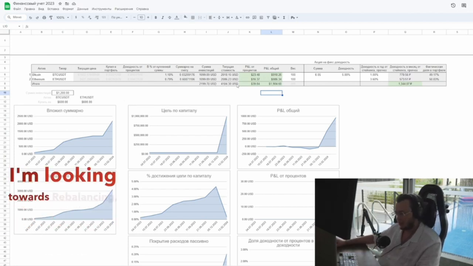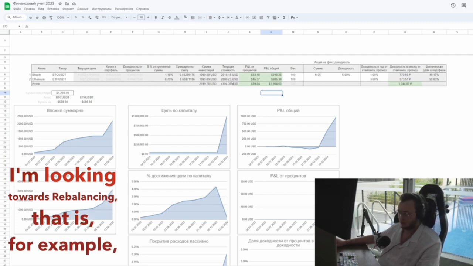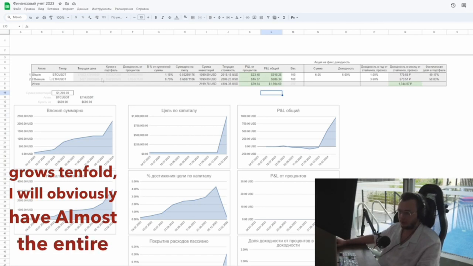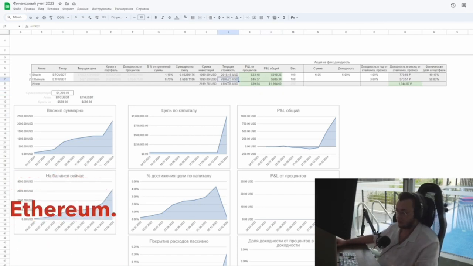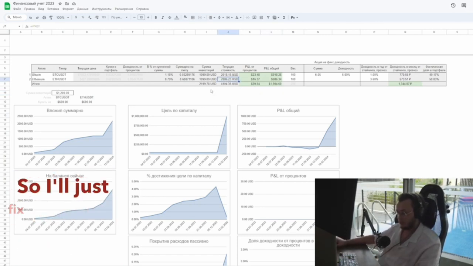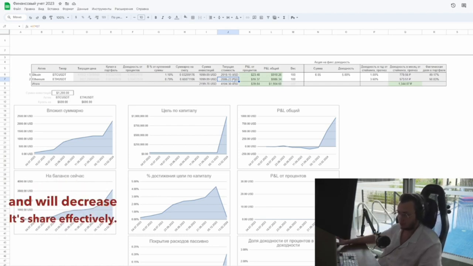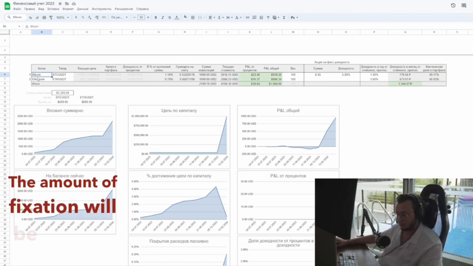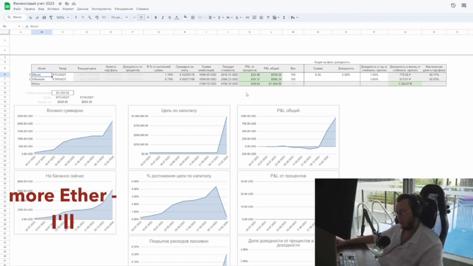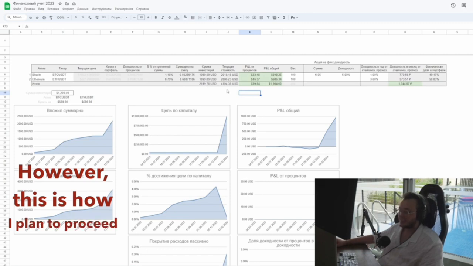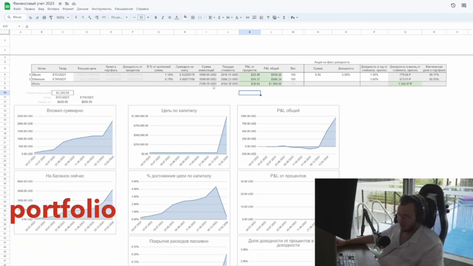I'm looking towards rebalancing. That is, for example, if Ethereum grows tenfold, I will obviously have almost the entire portfolio focused on Ethereum. So I'll just fix these numbers for Ethereum and we'll decrease its share effectively. The amount of fixation will be used to buy more Bitcoin and other coins that will be in the portfolio at that time. I hope I've explained clearly. However, this is how I plan to proceed. At least for now, the portfolio is trivial.